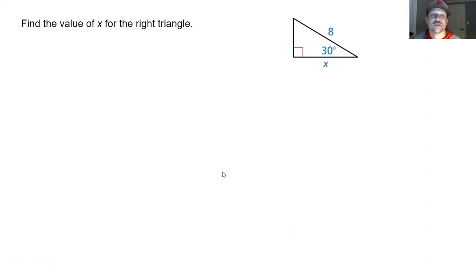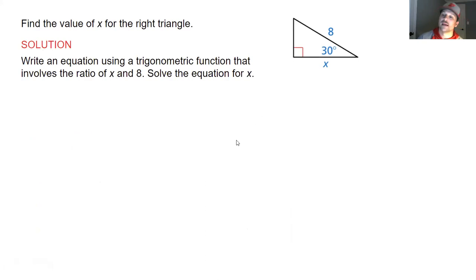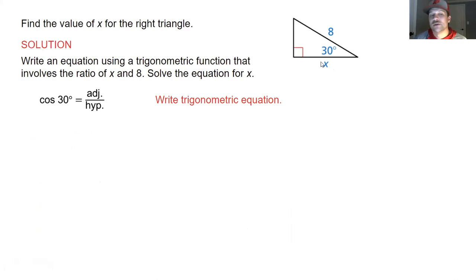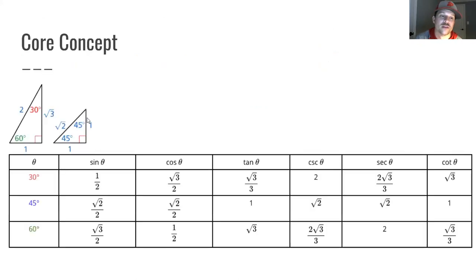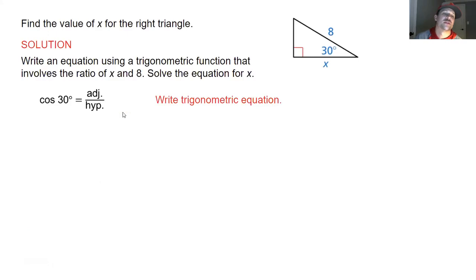All right, so looking at a 30, 60, 90, and finding a missing value of a right triangle where you do not know the other two sides. So 30 is your perspective angle. You know that 8 is your hypotenuse, and x is your adjacent side because it's touching. The ratio for adjacent over hypotenuse is your cosine. So you're going to take the cosine of 30 degrees, and remember that chart that we used earlier. Cosine of 30 is the square root of 3 over 2, so that's what we're going to plug in here for cosine of 30. And then you just have a proportion that you can cross multiply and solve.